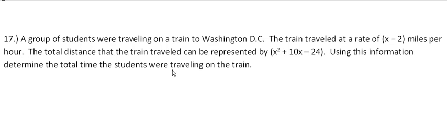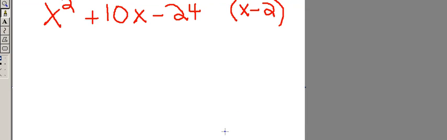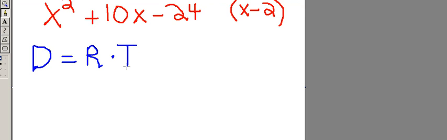This problem assumes that you remember that distance is equal to rate times time. What am I talking about? Distance, the distance you travel is equal to the rate or the speed. You could think of it that way, times time.